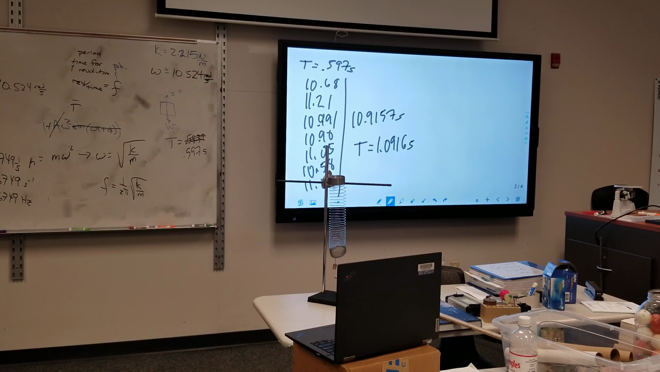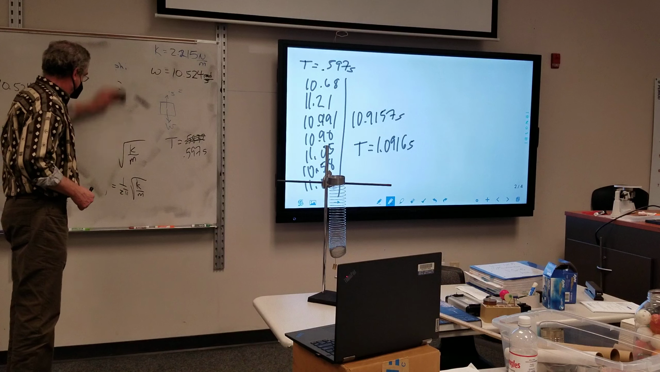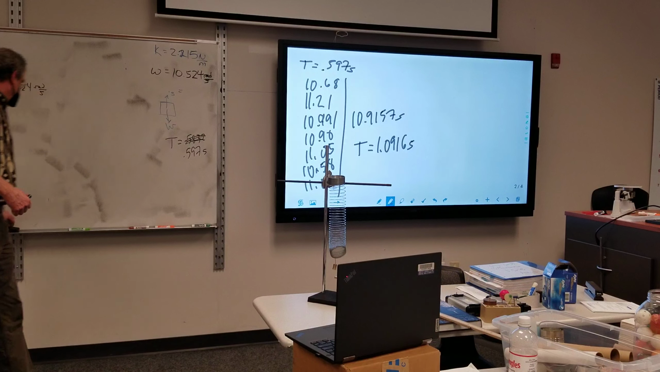So then we get T is equal to, we did frequency, which was 1 over 2 pi, or omega over 2 pi, 1.6749. And every period is 0.597 seconds. All right, so the problem lies there.